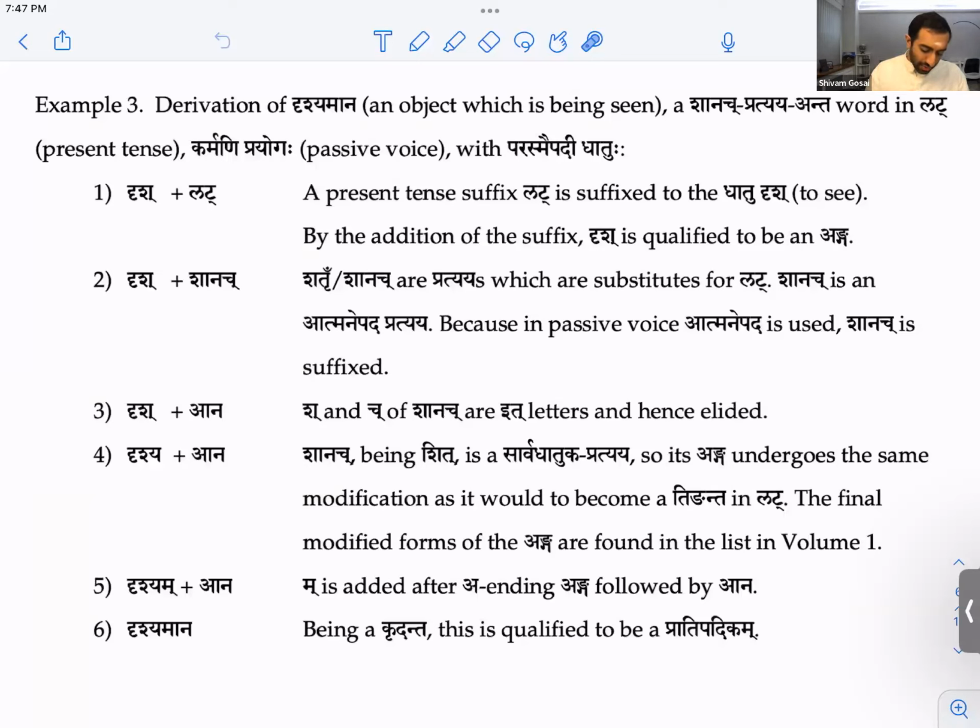Now the reason it's translated as an object which is being seen. It doesn't say an object which is seeing. Why? Because we added this passive voice. It's in Karmani Prayoga. Since it's Karmani Prayoga, we're talking about the karma, the object. When Karmani Prayoga, we're going to be talking about the object and we're going to translate it as being seen. So the object is being seen.